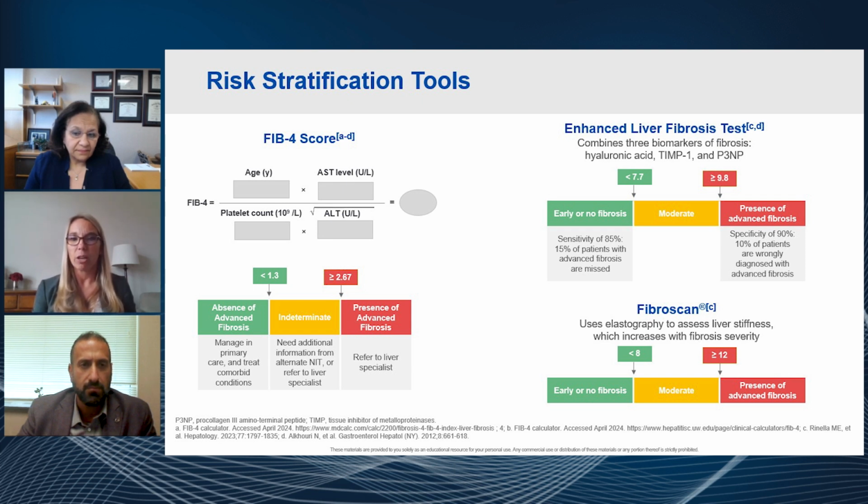And then if you're looking at greater than or equal to 9.8, that's giving you an idea of presence of advanced fibrosis with specificity of 90%, meaning perhaps 10% of patients are wrongly diagnosed with advanced fibrosis. And then you have that larger moderate or intermediate range. So these are our 3 different types of what are dry biomarkers that we're using. There are a lot of different ones out there. We've had a lot of advances.